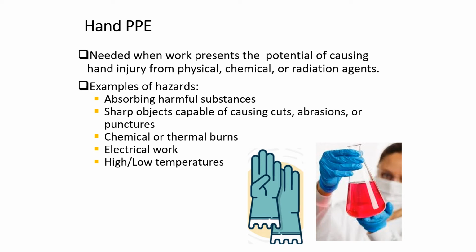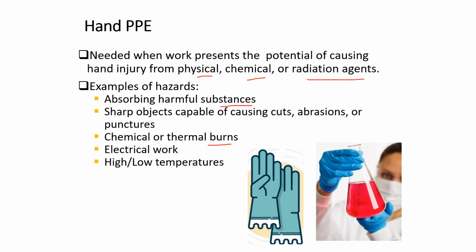Next one is hand PPE. Hand PPE is needed when work presents the potential of causing injury from physical, chemical, or radiation agents. Examples of hazards for the hand, if you do not wear proper hand PPE: there are chances of harmful substances if you touch them with bare hands, and sharp objects can cause cuts, abrasions or punctures to your hand or fingers. And of course chemicals and thermal hazards can also cause thermal burns.